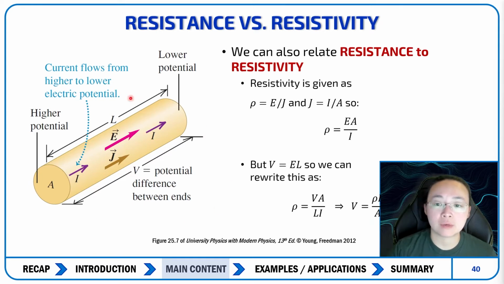So taking a look at the diagram here, you have a potential difference between point A and point B at the other end of this current carrying wire. Current is going to flow from the higher potential to the lower potential across a distance L. Now, you also have a current defined as I, you have the electric field pointing in the same direction, and you also have the current density J flowing in the same direction. So that gives you a good idea as to the flow of current through an object from higher to lower potential.